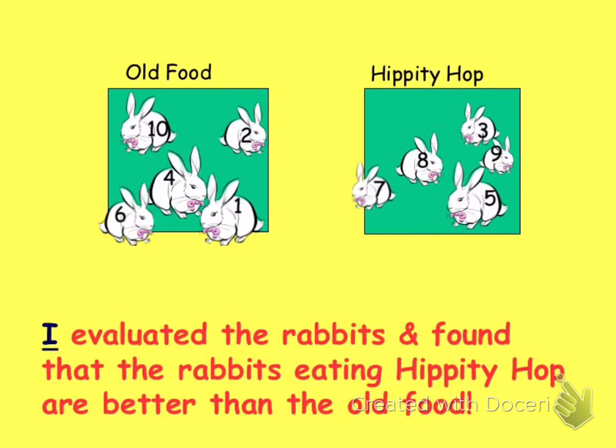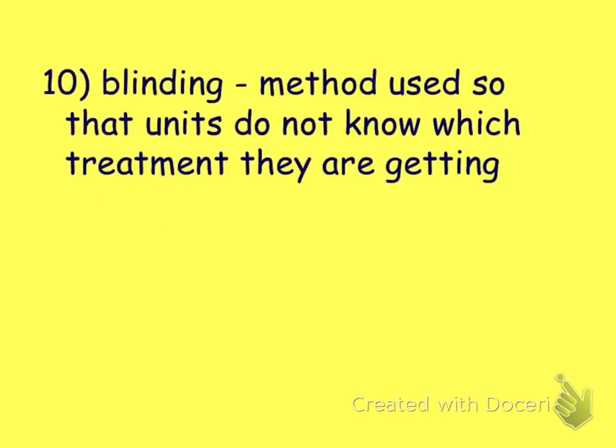Chunky rabbit. That left side is way bigger. Number 4 has really random... you to judge its weight. But it was randomized. It was random, so it's okay. It's okay now that it's random. So I evaluated the rabbits and found the rabbits eating Hippity Hop are better than the old food. But now that is a legit claim.